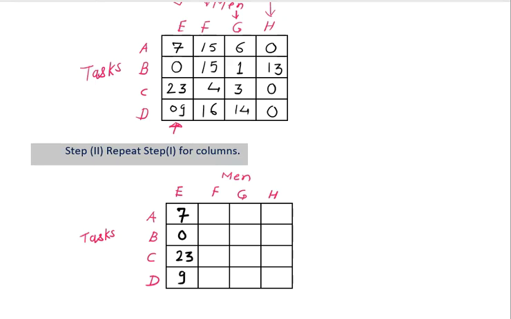Now the second column. Here, the smallest entry is 4. Subtract 4 from all the entries in the second column. So 15 minus 4, we get 11. 15 minus 4, we get 11. 15 minus 4 again we get 11. 4 minus 4 we get 0.